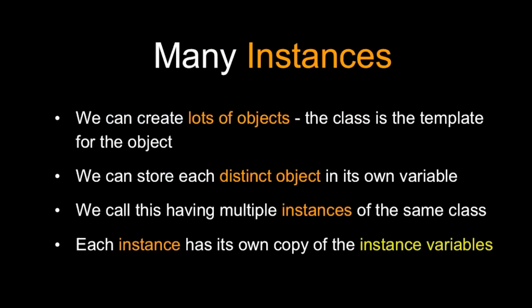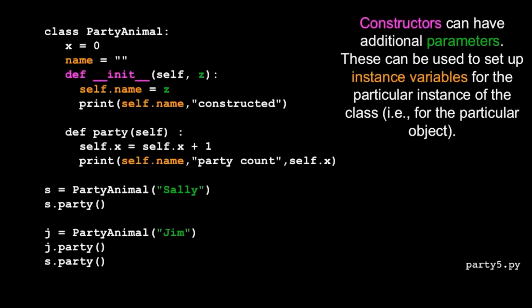So we can create lots of instances. Everything we've done so far is we make a class and then we create one instance, one object. Each of these objects ends up being stored in its own variable. We have a variable an and we've been using it. But the more interesting thing begins to happen when we have multiple instances of the same class sitting in different variables, and each has its own copy of the instance variables. So let's take a look at this.